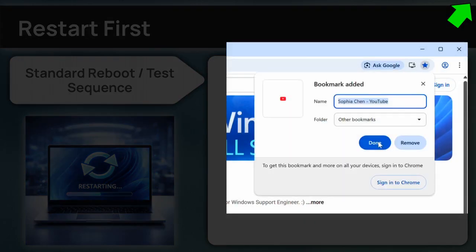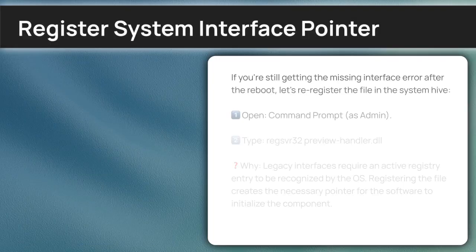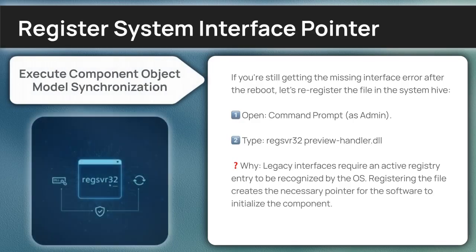If that didn't clear the error, follow these instructions to modify your system paths. If you need to pause the video to type these out, please do so. If you're still getting the missing interface error after the reboot, let's re-register the file in the system hive.